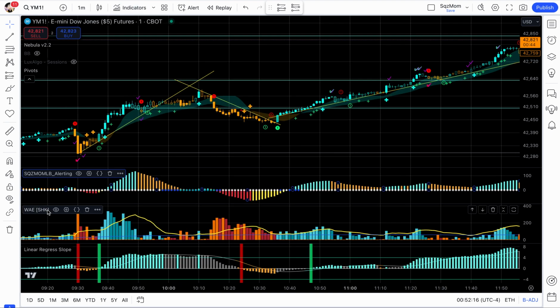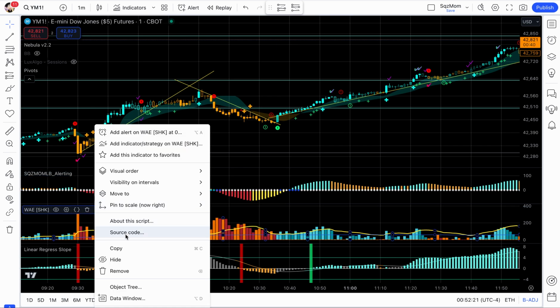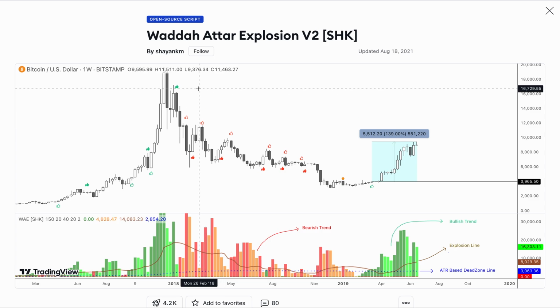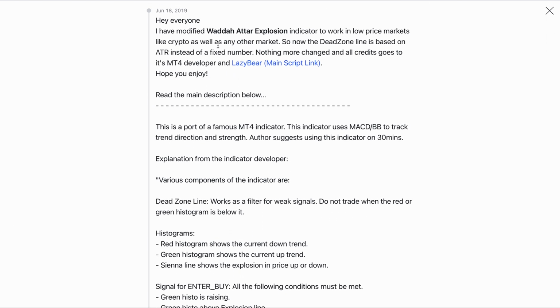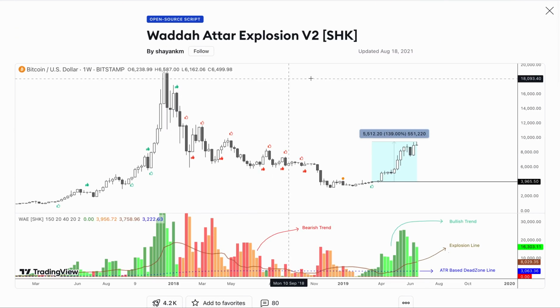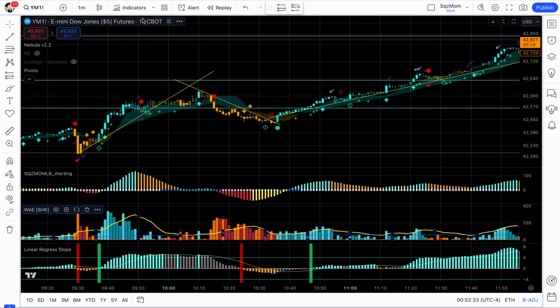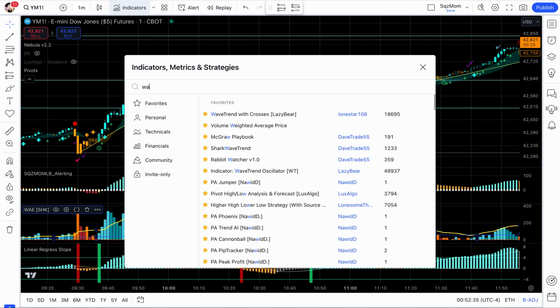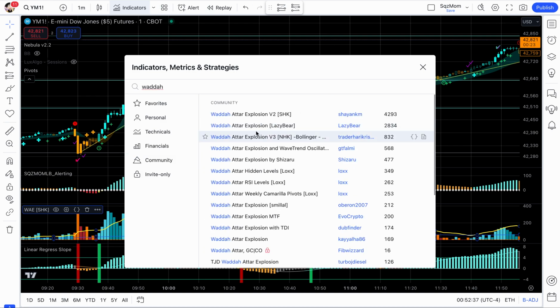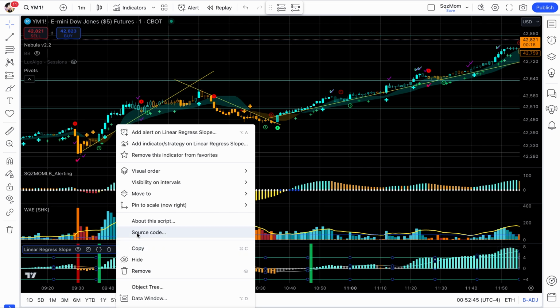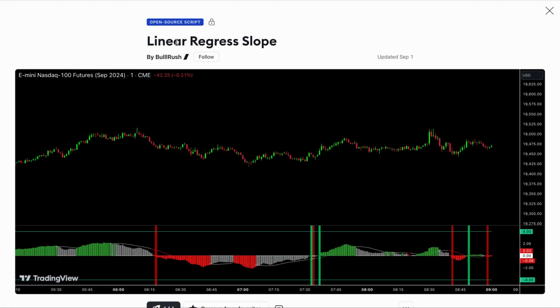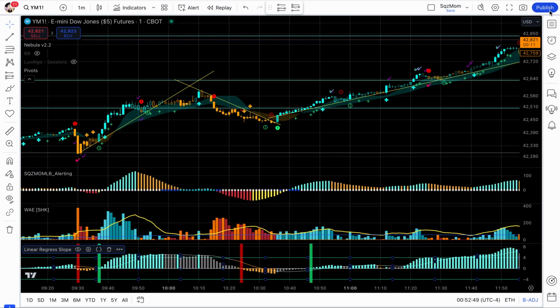The next one is the Waddah. I'm going to bring that up as well so you can find it. You can see the Waddah Attar explosion. Again, this is created by Lazy Bear originally, but there's another guy that has modified it. If you go to the indicators and type Waddah, you'll see, there you go, Lazy Bear. And lastly is the linear regression slope, LRS. I'll bring that up. That's created by Bull Rush.